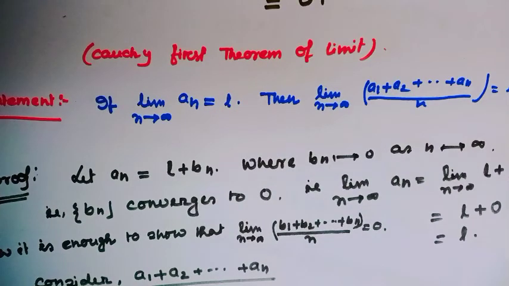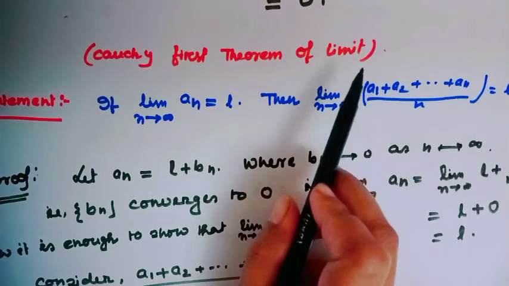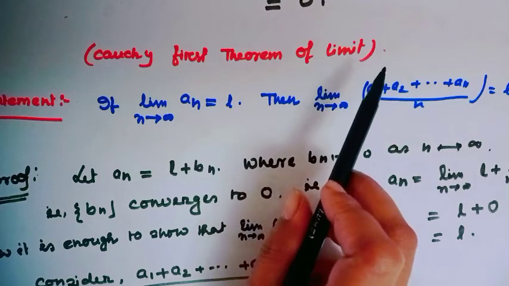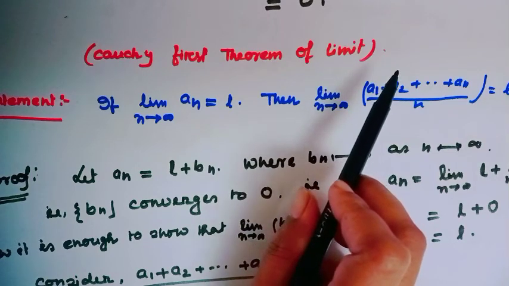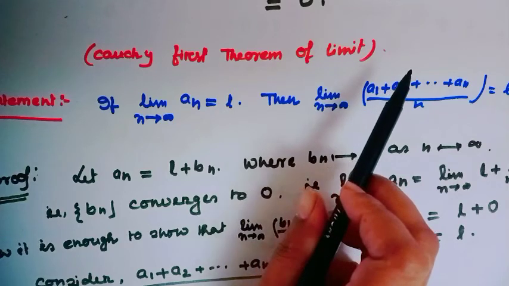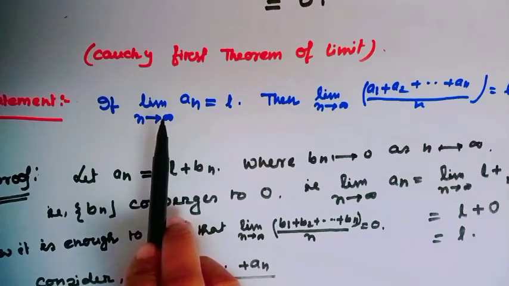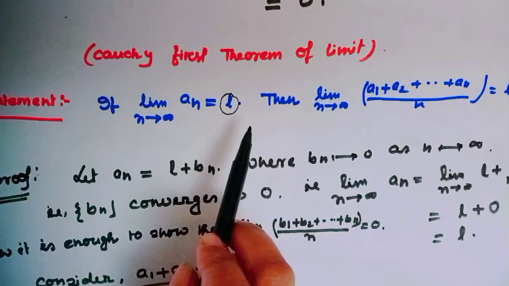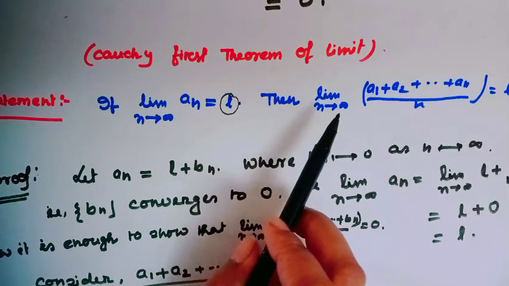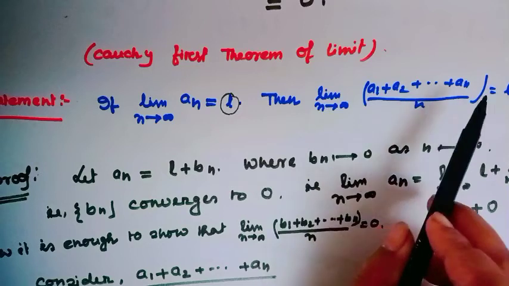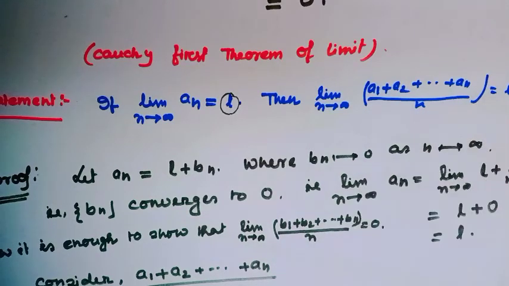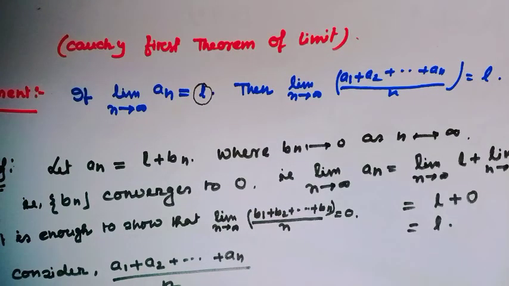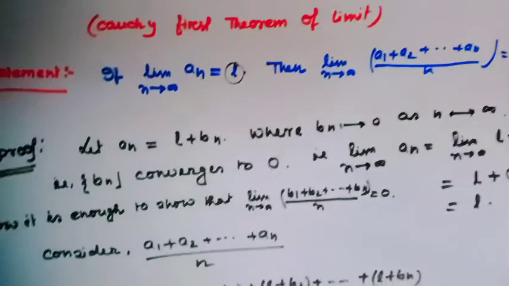Now, let's see a new theorem, Cauchy's first theorem on limits. This is very useful in all of real analysis. Let's see the statement. If the limit as n tends to infinity of an equals L, then the limit as n tends to infinity of (a1 plus a2 up to an) over n equals L. Have you understood the statement? Okay. Let's see the proof.